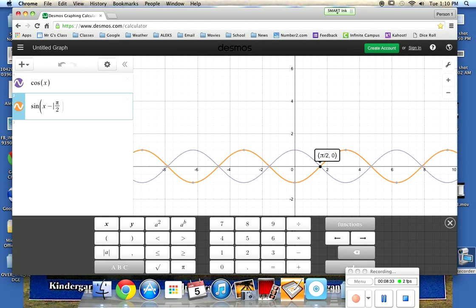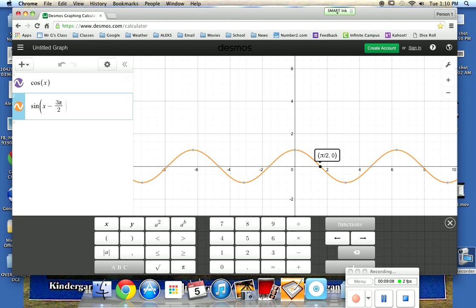What if I did this at, instead of pi, 3 pi over 2? Well, think about this right here. If I move it over pi over 2, if I move it over 90 degrees, it's not the same thing as moving it back 90 degrees. I'd have to move it back 270 degrees. And that's 3 pi over 2. And that's what I've done. I've rotated it back around.